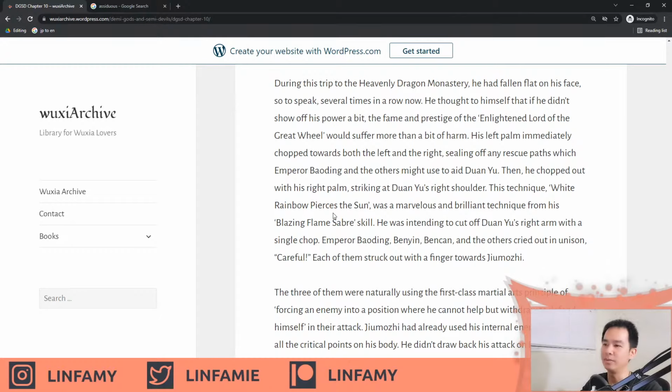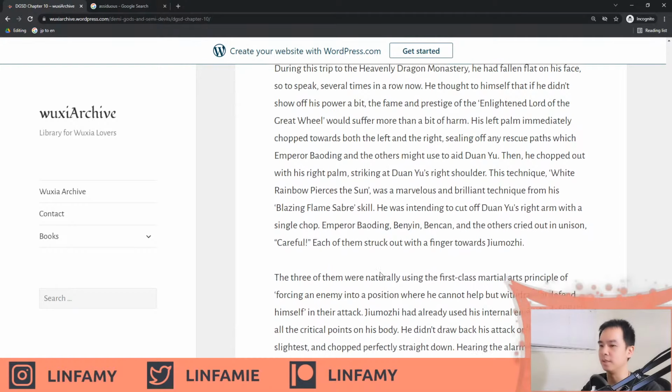This technique, White Rainbow Pierces the Sun, was a marvelous and brilliant technique from his Blazing Flame Saber skill. He was intending to cut off Duan Yu's right arm with a single chop. Emperor Baoding, Bunyin, Bunsan, and the others cried out in unison, "Careful!" Each of them struck out with the finger towards Jimotsu.